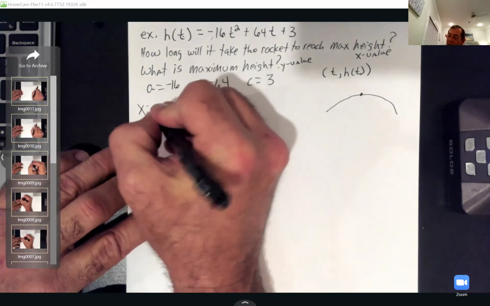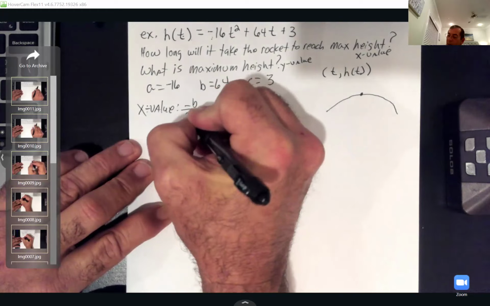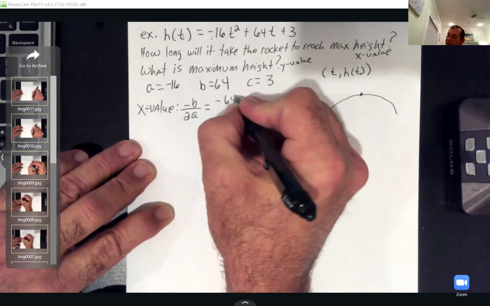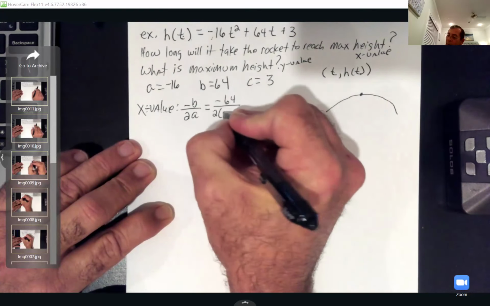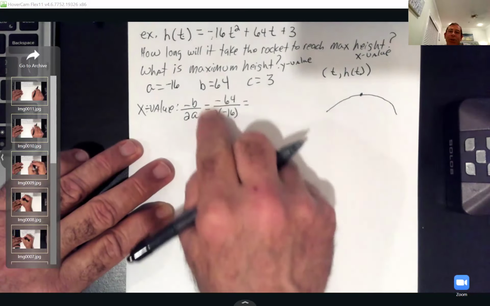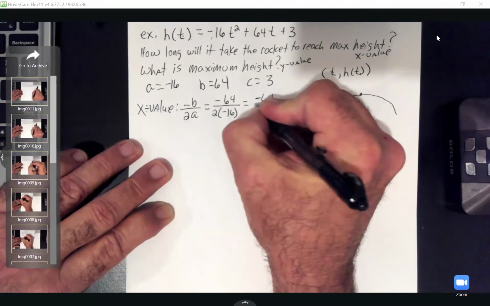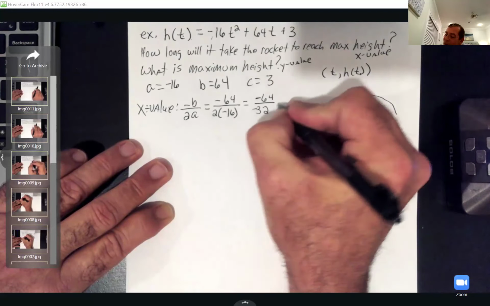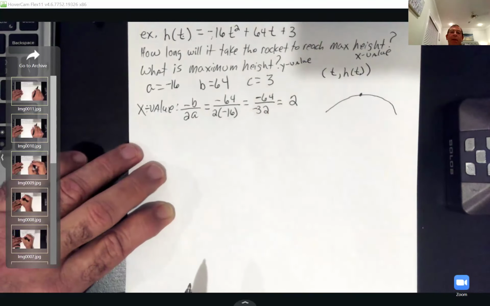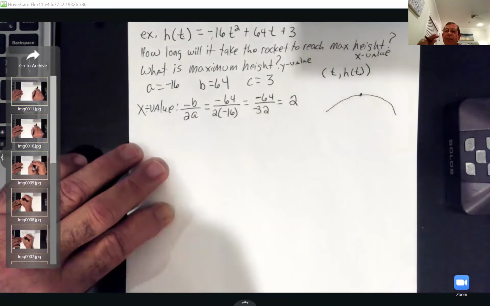So X value, -b over 2a. So that's going to be a negative times my 64 over 2 times negative 16. Now remember, time is positive. So when you're done with this better be a positive number, okay? So I got negative 64. Bottom is negative 32. And y'all, that actually comes into what, a positive 2 for me. So how long will it take my rocket to reach maximum height? 2 seconds.